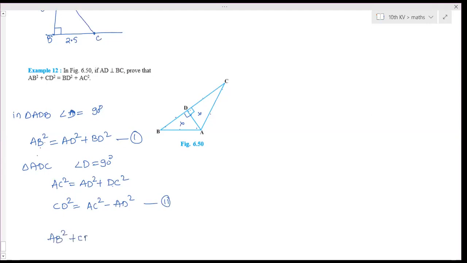So AB square plus CD square is equal to AD square plus BD square plus AC square minus AD square. So plus AD square minus AD square cancel. This is equal to BD square plus AC square. So AB square plus CD square is equal to BD square plus AC square. It's proved. Is it clear? Yes, ma'am.